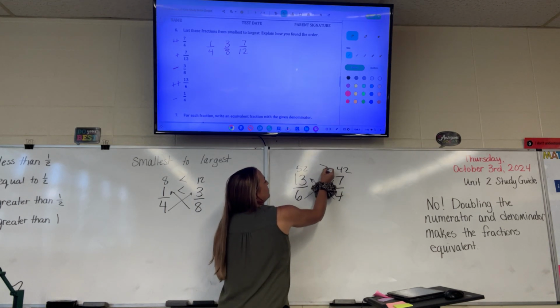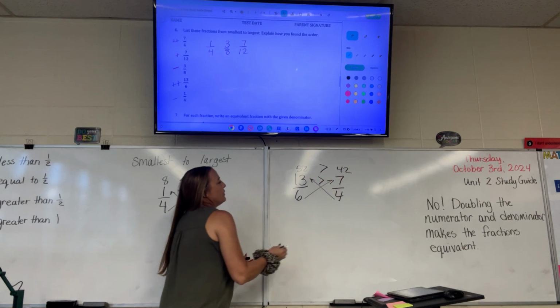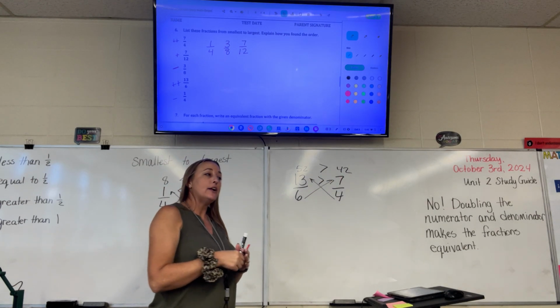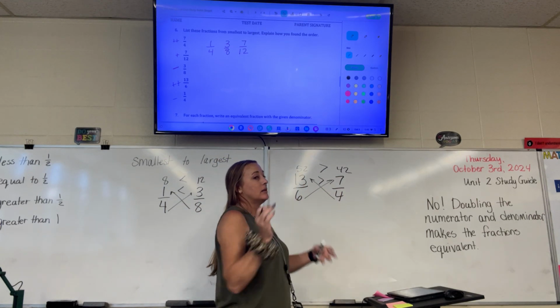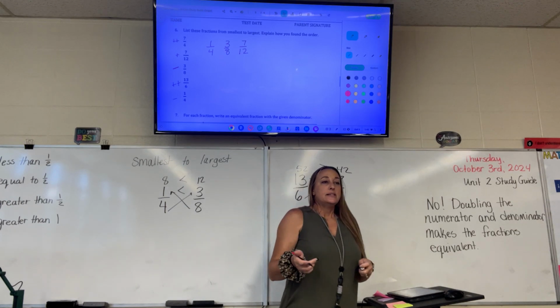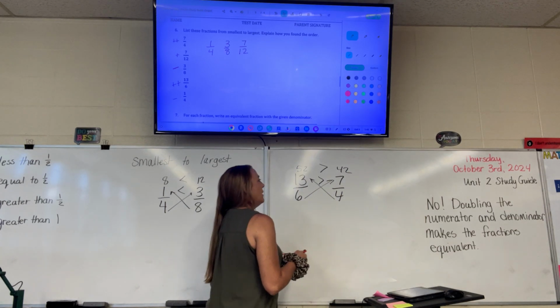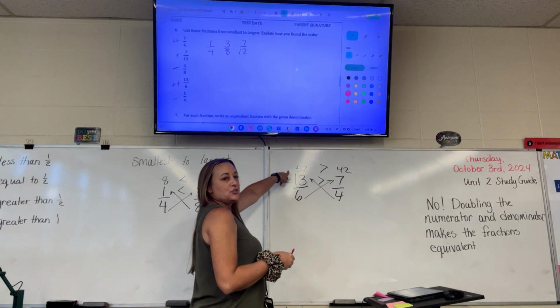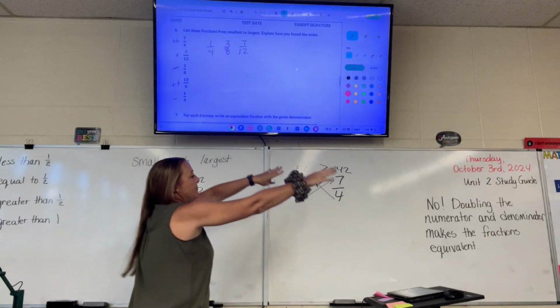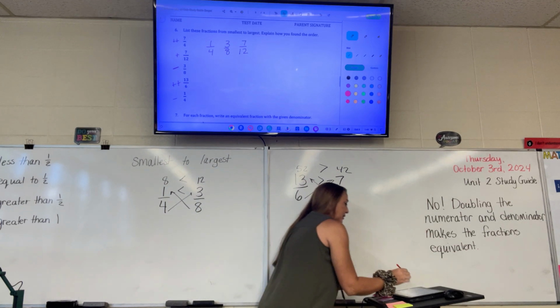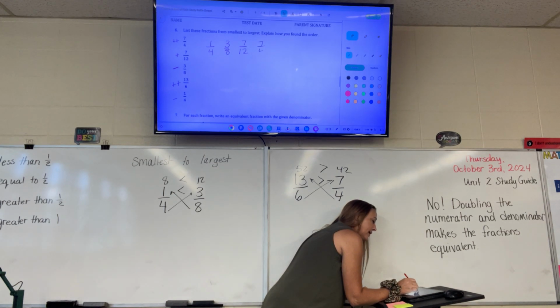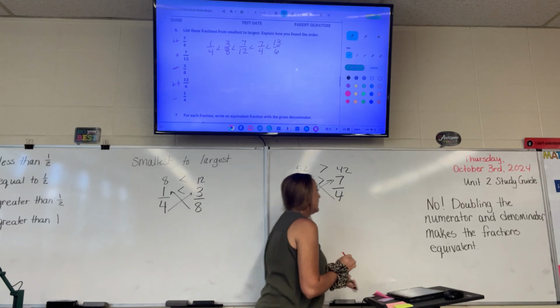Oh, 52 is greater than 42. So 13/6 is greater than 7/4. So which fraction comes next in the smallest to largest? Devin? 13/6. No, it's the biggest. Okay? So we're going in order from smallest to biggest. So the smaller of the two is 7/4, right? So we're gonna put 7/4 next to 7/12. And then our biggest is 13/6. So we're gonna put our less than symbols all the way across.